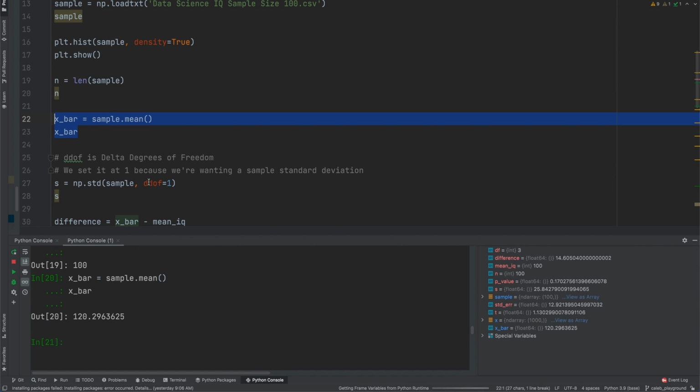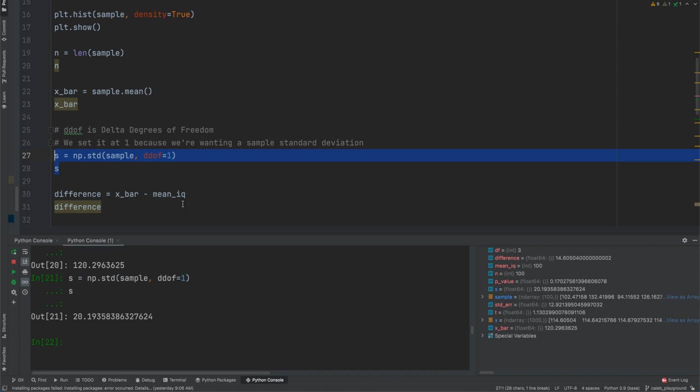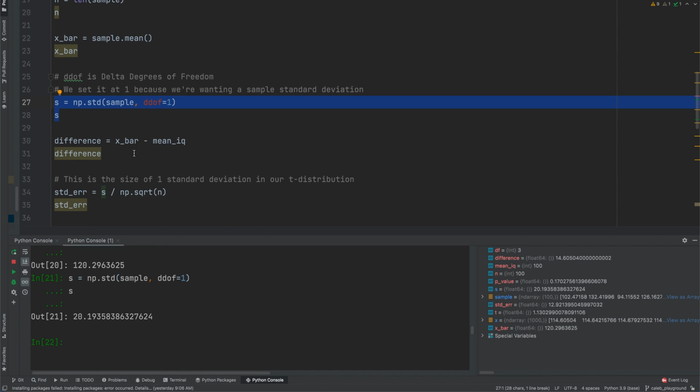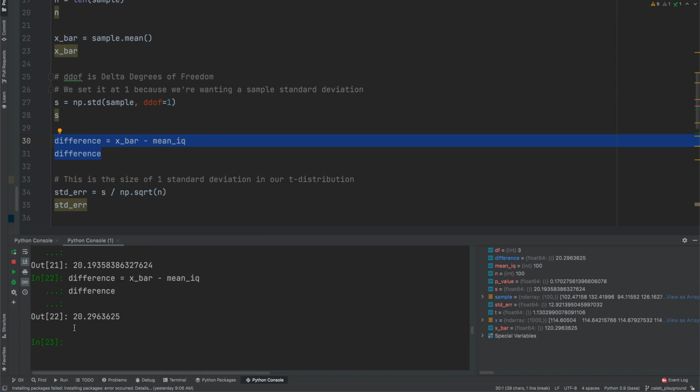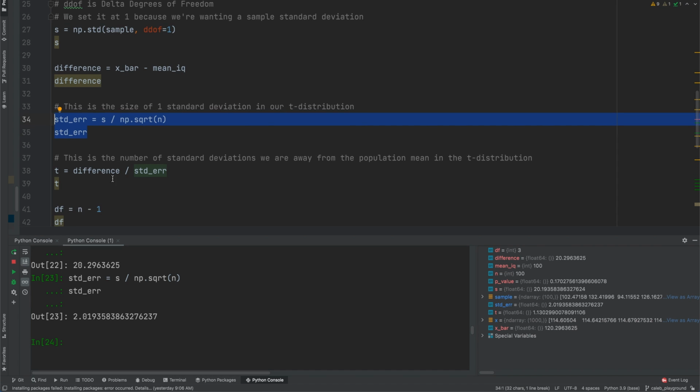So n is 100, x bar is about 120, so that's really nice to know. Standard deviation is about 20. Okay, cool. Not too different than what we got before. The difference is just the standard error. Now this is where the trick comes in. The standard error plays a big role here. So I think last time the standard error was pretty big. It was like 19, I think, or so. Now it's 2. That makes a big difference, and you'll see that come into play.